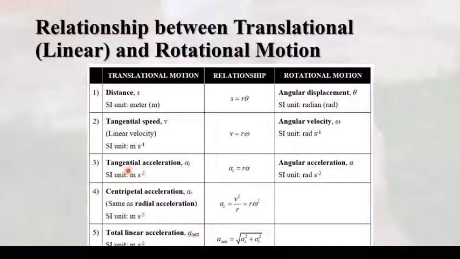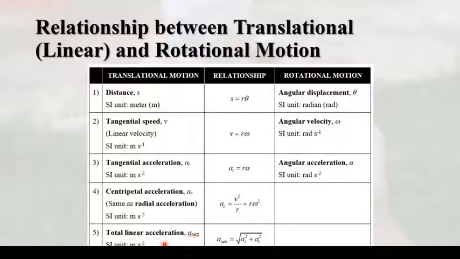Tangential acceleration is always tangent to the circle. So what does it mean by tangent to a circle? It means that it is perpendicular to the radius. So the direction of tangential acceleration is always perpendicular to the radius, whereas centripetal acceleration is always parallel to the radius. It's overlapping with the radius. Therefore, the angle between tangential and centripetal acceleration is 90 degrees. They are perpendicular to each other. Therefore, you can just assume one is the x component and another one is the y component.